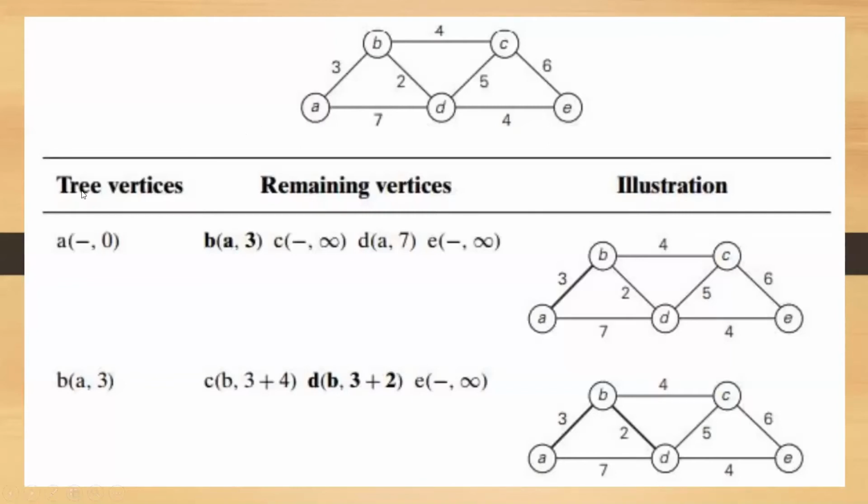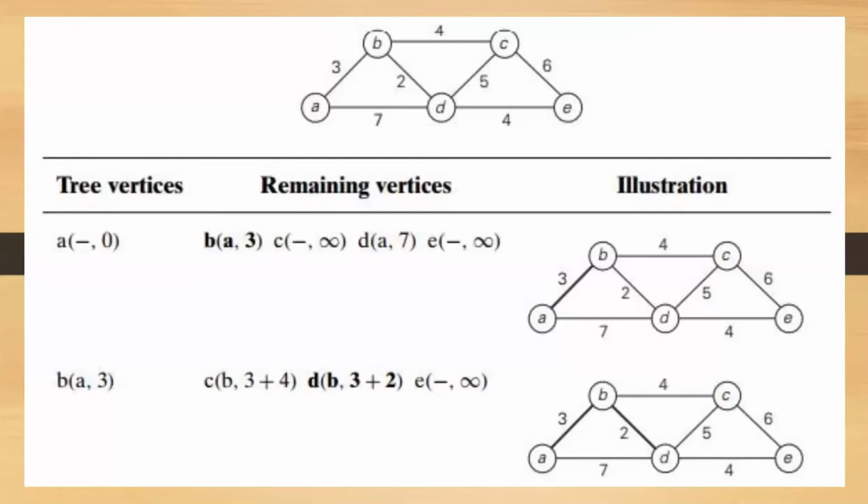Now, there are 3 columns as usual: tree vertices, remaining vertices, and illustration. To start with A, you are considering A to be part of the subtree, and it is added to the set of tree vertices, VT. VT is the tree vertex set. Next, which are the remaining vertices? If A is the starting vertex, the remaining vertices are B, C, D, and E. That means V minus VT.